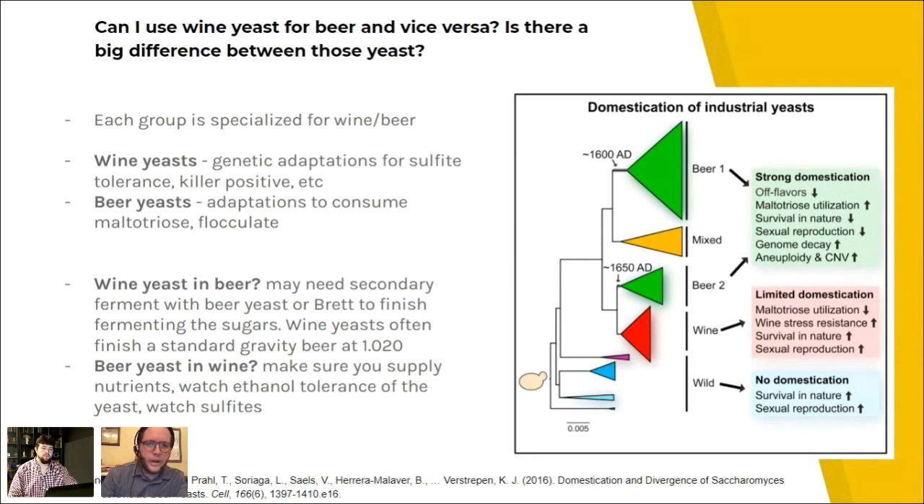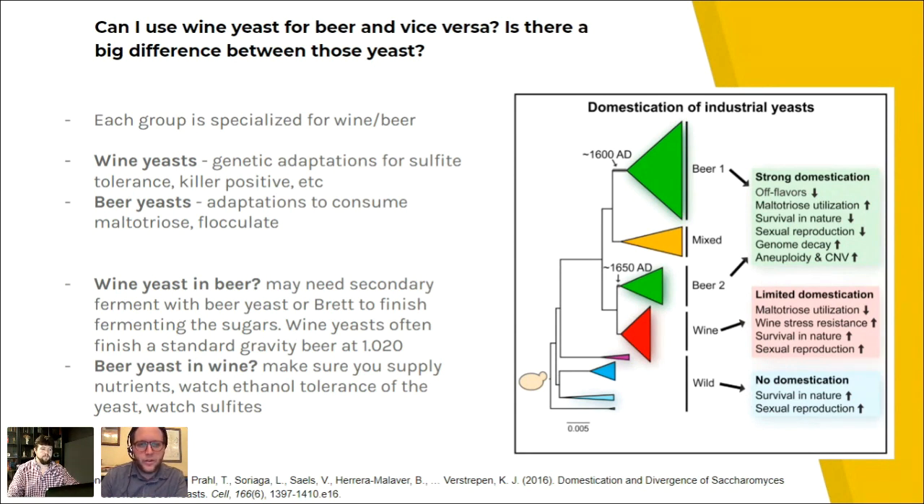So, for example, wine yeasts have adaptation for sulfite tolerance, right? Winemakers add sulfites to keep all the other microbial beasts at bay, whereas beer typically doesn't have a high sulfite content. Wine yeasts often have a preferred trait of being killer positive, meaning that they can also secrete proteins that keep other yeasts at bay and prevent them from growing, or kill them. And otherwise, they're often specialized for being able to survive in nature a little bit better than the beer yeasts.